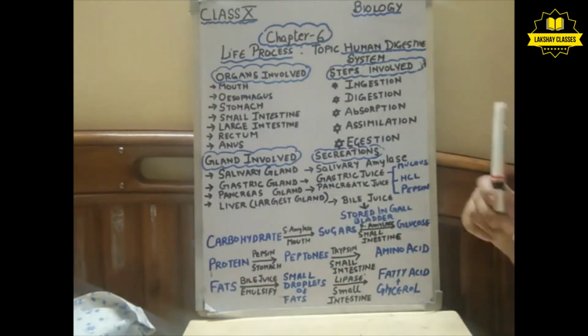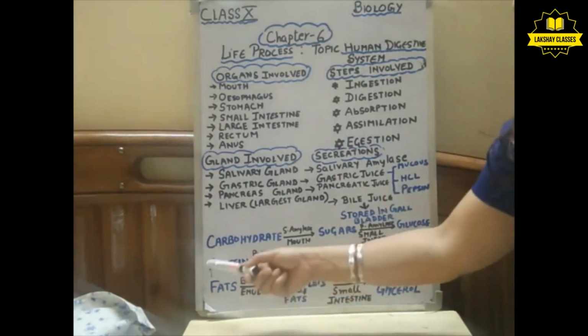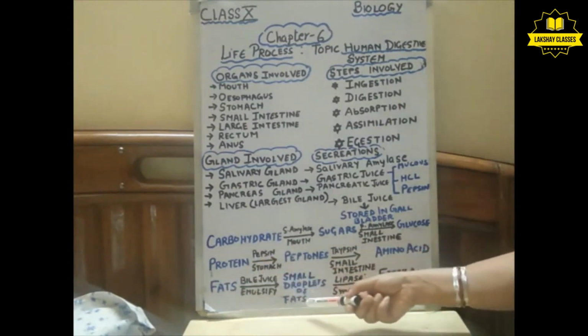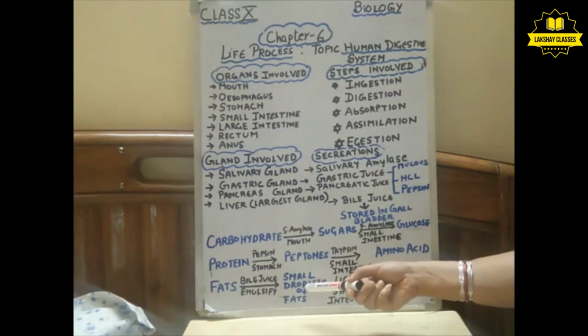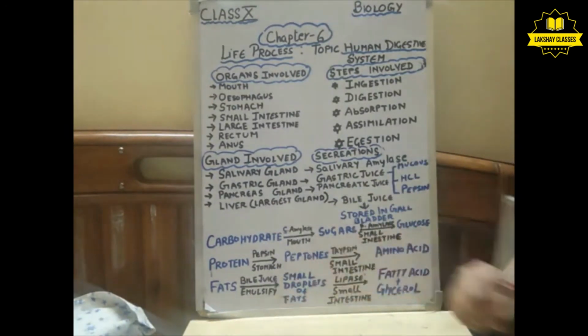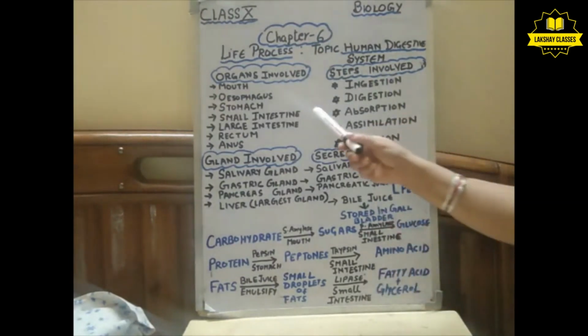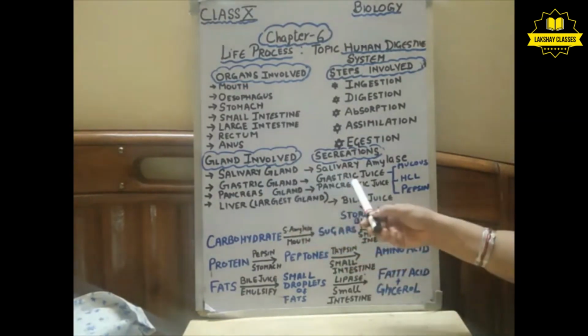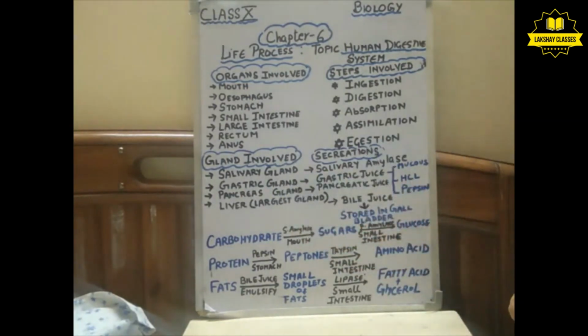Also, the second function of bile juice is that the fat present in the food will get converted into small droplets with the help of bile juice. This process is called emulsification. Then, in the small intestine, there is another gland called the pancreas, which will secrete pancreatic juices.